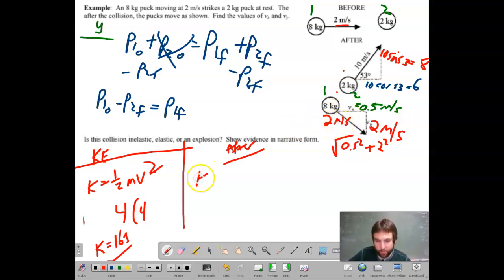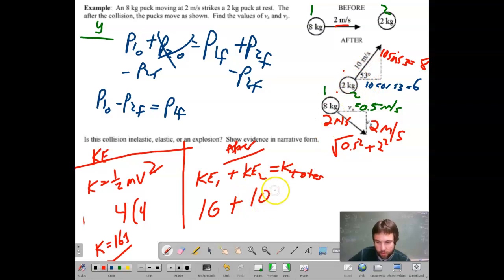So the kinetic energy before, kinetic energy 1 plus kinetic energy 2 equals kinetic energy total. So we have 1/2 mv squared here. 1/2 of 8 is 4 times v squared is 4, so that's 16. Plus this one up here, half of 2 is 1 times 10 squared is 100. 116 joules of energy. Much, much greater. This is an explosion. Momentum is conserved.